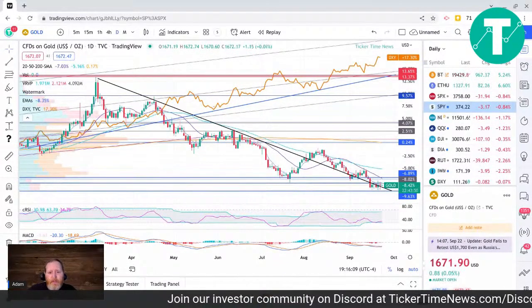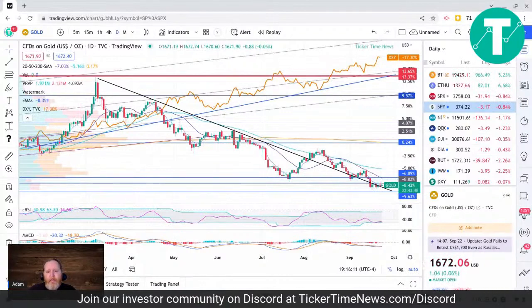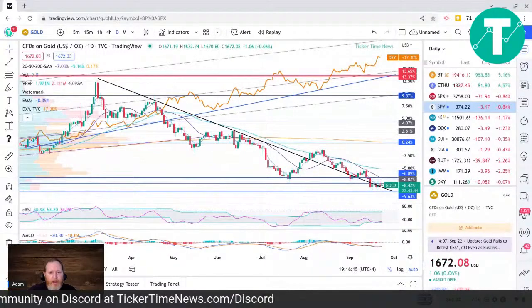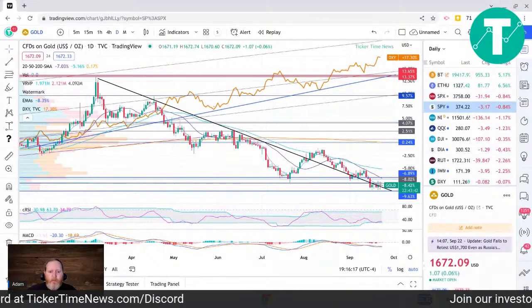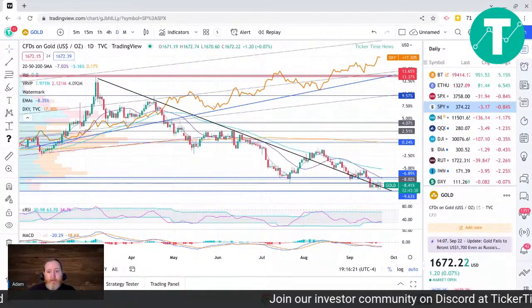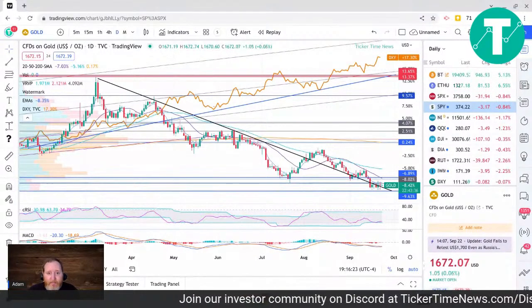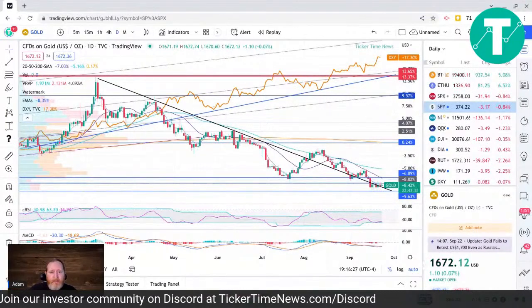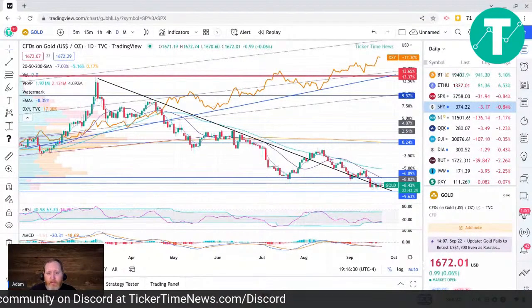First, let's look at a couple of key levels and indicators here on the chart. And then we'll talk about reasons for when or if gold can get back up to its highs above $2,000 an ounce. First off, the ticker symbol that I use for gold is just GOLD on TradingView.